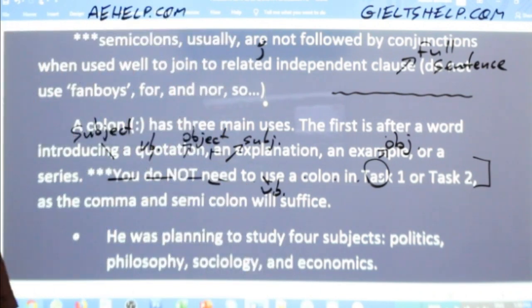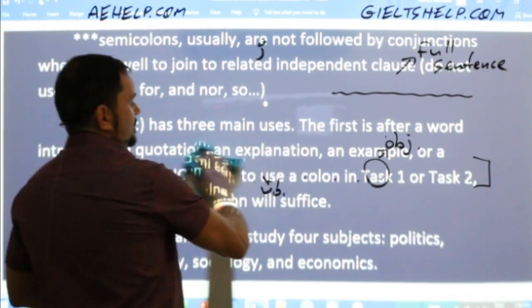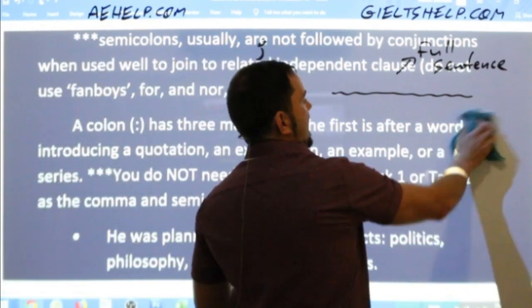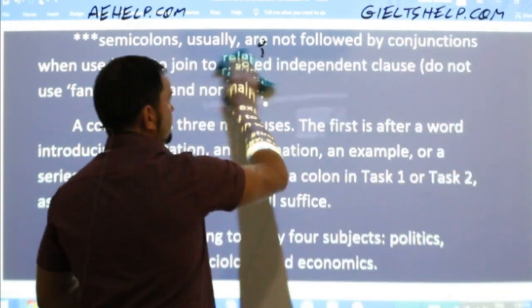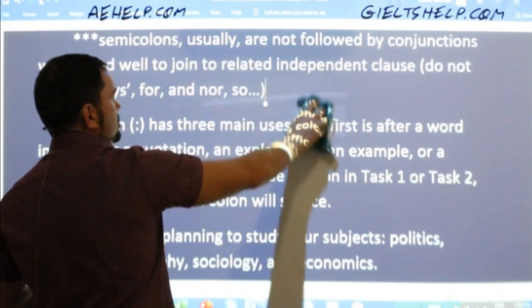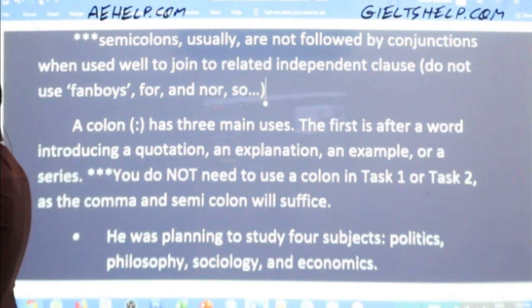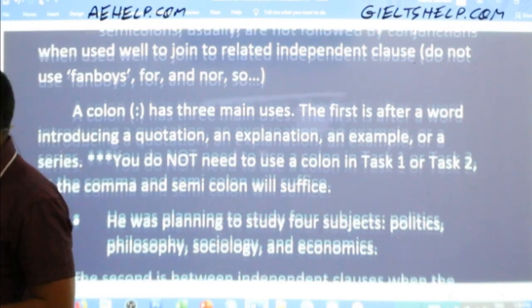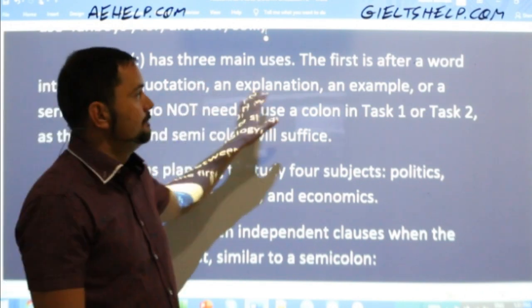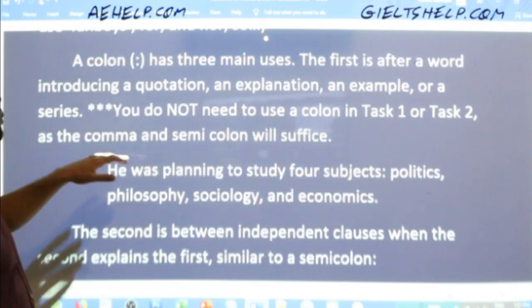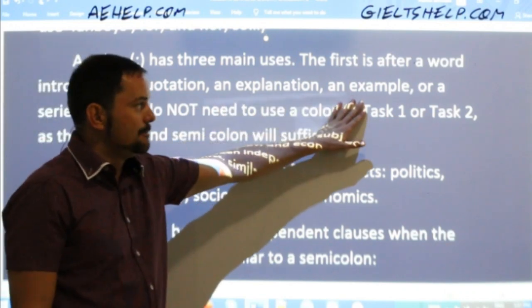Now, let's talk. Oh, I have all this writing up here. You probably had a bit of trouble seeing what I was typing underneath. Let's take a look at the colon, which is a very, very close relative or friend of the semicolon. So the colon has three main uses. The first is after a word introducing a quotation or an explanation or an example.